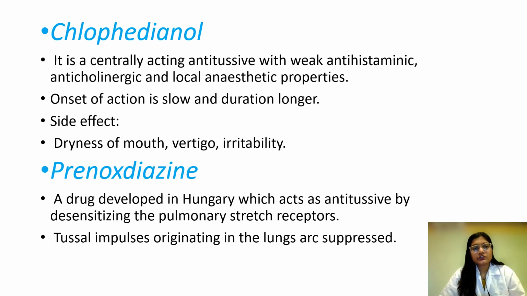So the next antitussive is clofedianol. It is a centrally acting antitussive with weak antiasthmatic, anticholinergic, and local anesthetic properties. Onset of action is slow and duration is longer. And the side effects include dryness of mouth, vertigo, and irritability. The next drug is prenoxdiazine. It is a drug developed in Hungary which acts as an antitussive by desensitizing the pulmonary stretch receptors. So the tussive impulses originating in the lungs are suppressed by this drug. So prenoxdiazine is a peripherally acting drug.